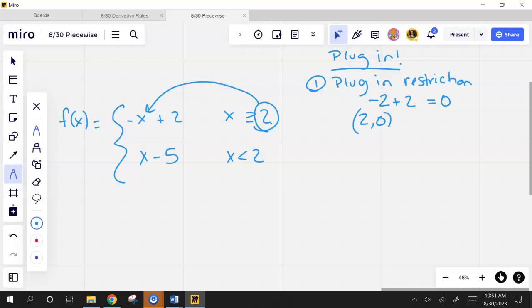Because that's the end point, should it be open or closed? Closed. Why is it closed? Greater than or equal to, right? So I'm going to put that point here. Now, how many points does it take to graph a line? 2, right? I just need one more point.